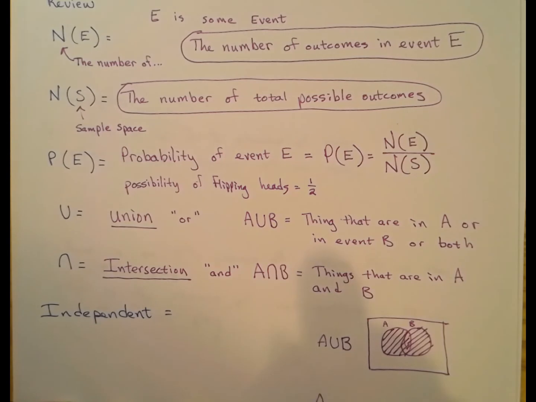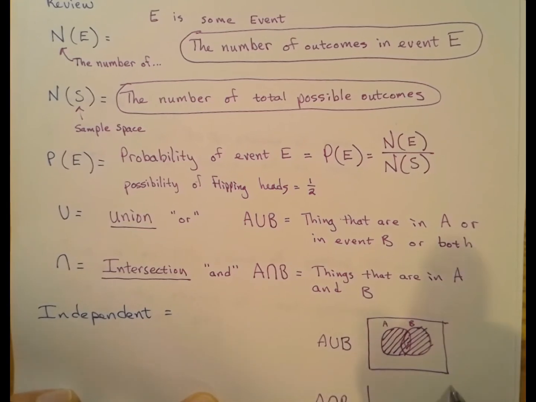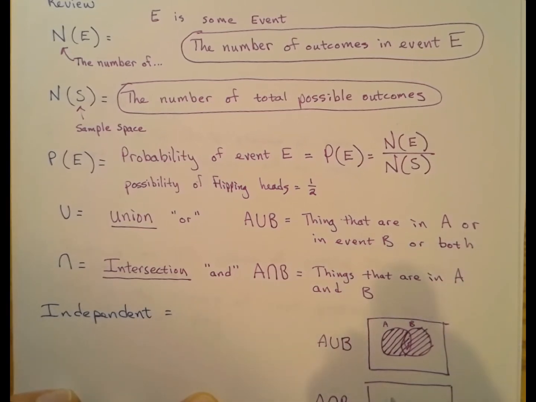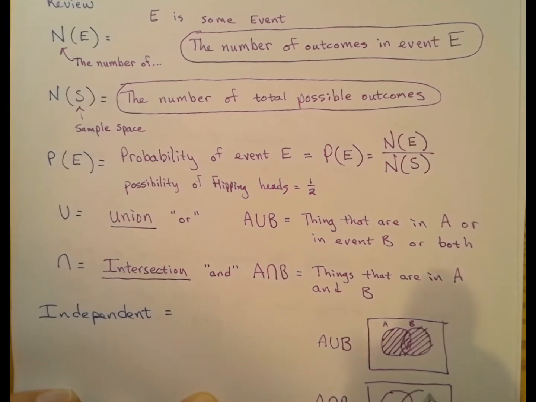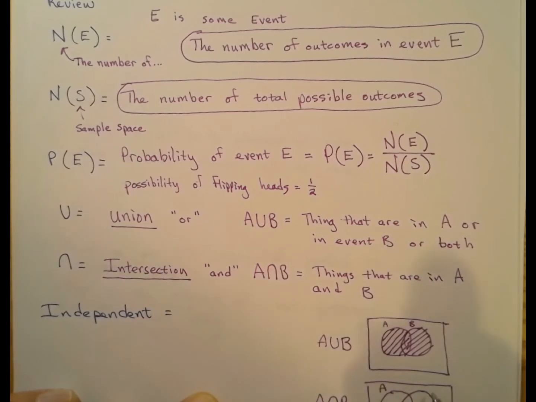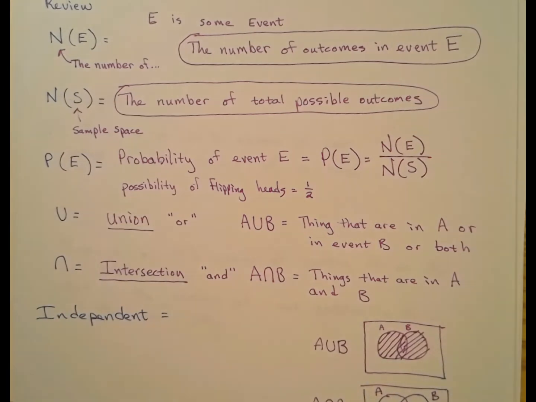But if I see A intersect B, here I'm not concerned with the parts that are in A and not the parts that are in B. This is just the and, just this little guy right here, that it's in both.